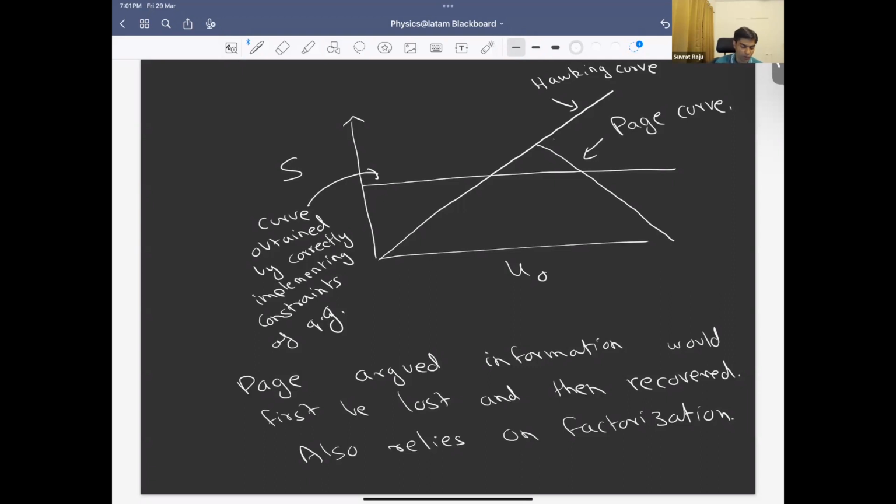Now, what was not realized, of course, at that time was this unusual localization of information in gravity or anything else. But then Page came along and said, well, if you were to implement quantum mechanics correctly, this Page's computation is maybe 20 years after Hawking, then you would find the Page curve, right?